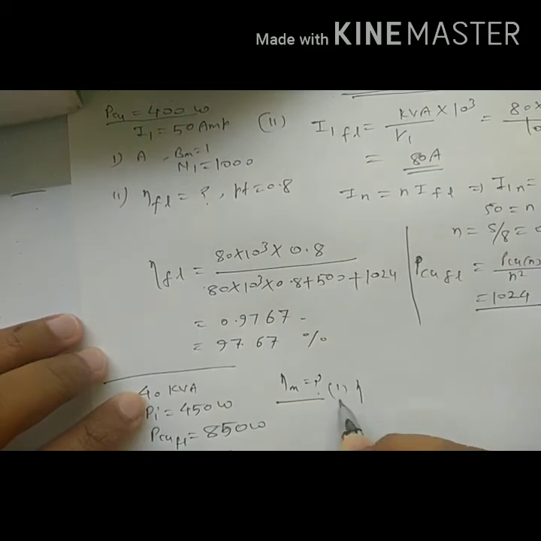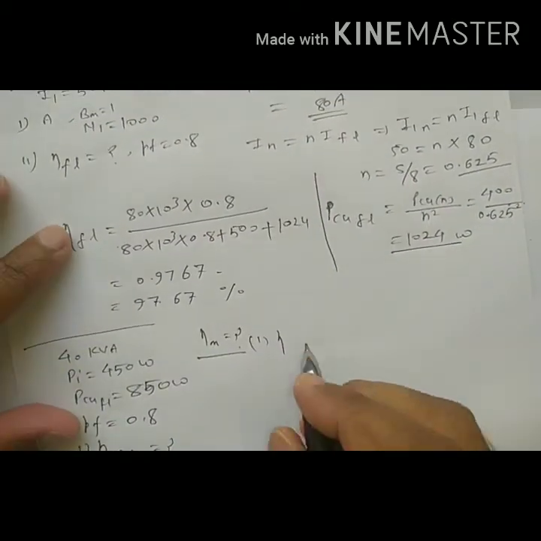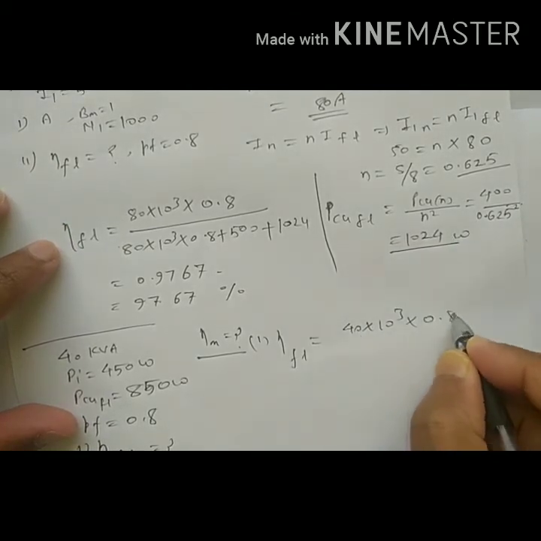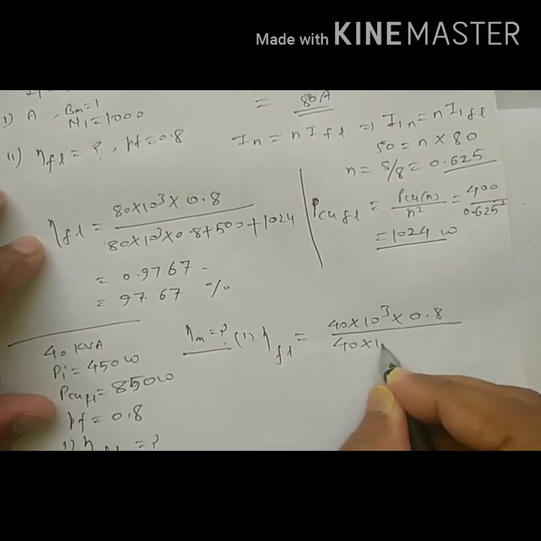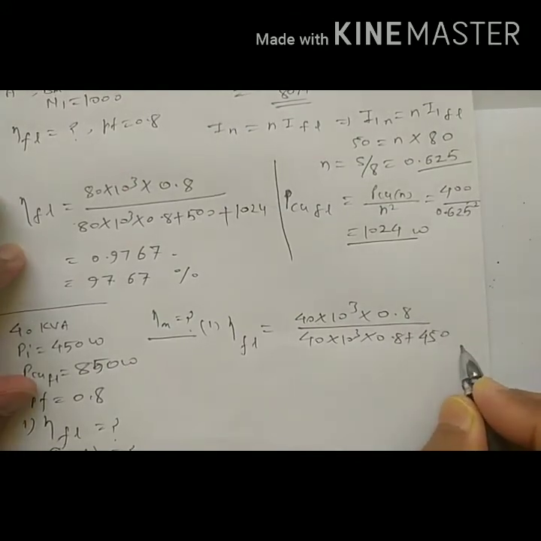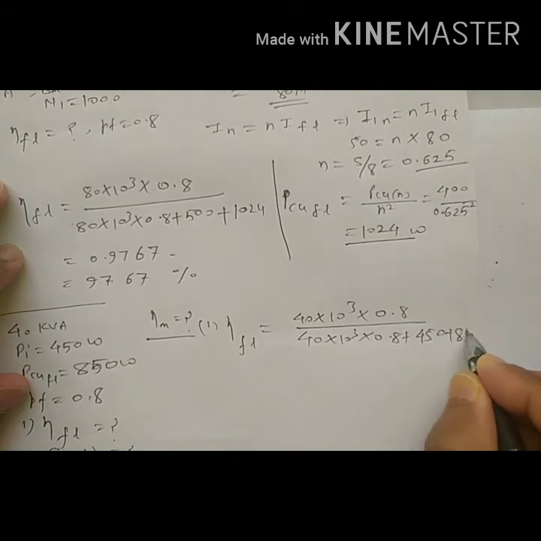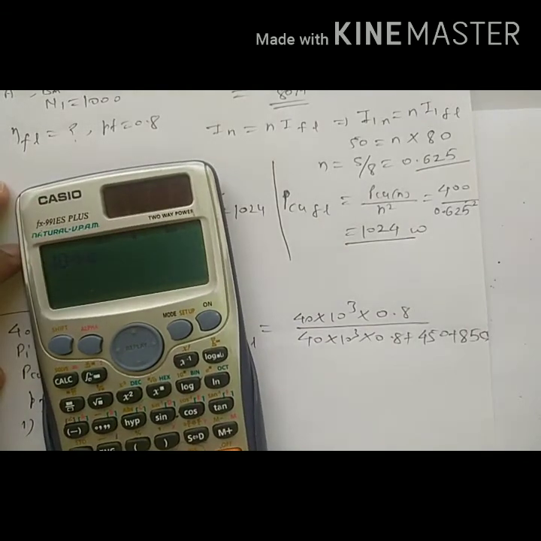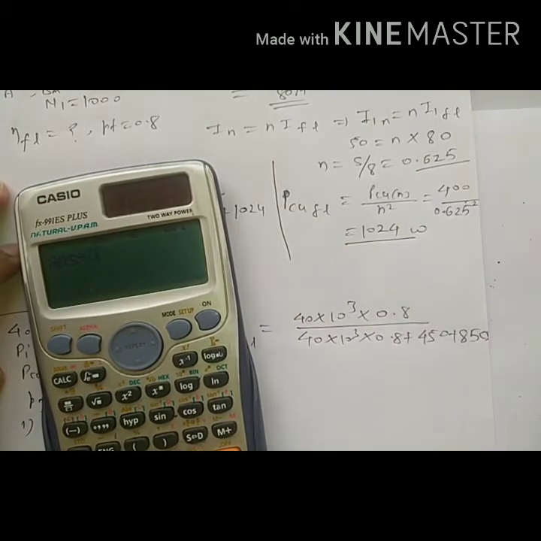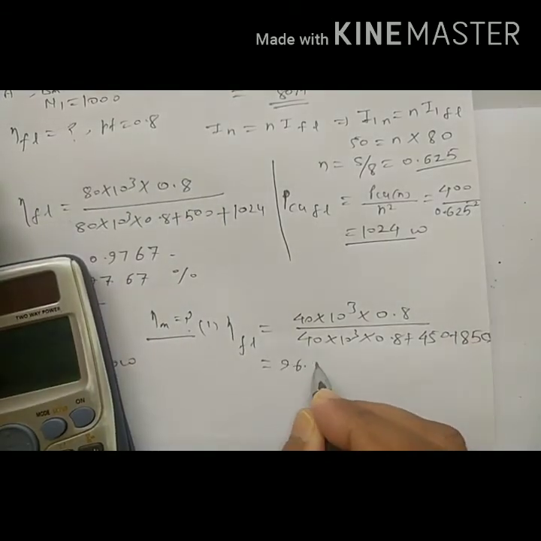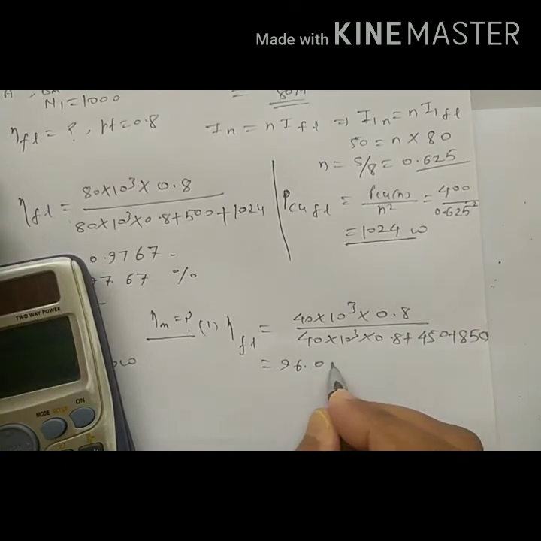What is full load efficiency? First, kVA 40 into 10 power 3 into power factor divided by 40 into 10 power 3 into power factor plus iron loss, which is 450, plus copper loss 850. So this comes as 96.09%.